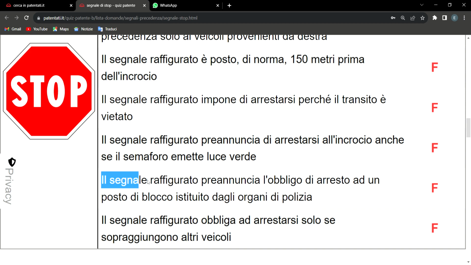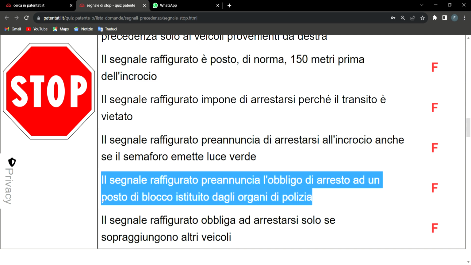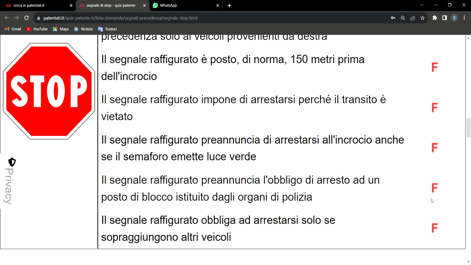And again, we have two more questions to answer before we round up. It says "il segnale raffigurato impone obbligo di arresto ad un posto di blocco istituito da organi di polizia." So it's simply saying that this very sign that is here is obligatory on some road that is controlled by some security agencies like the police. So it's false. It's found in a junction that has poor visibility. So this is the reason why this one is false. So that is for that.